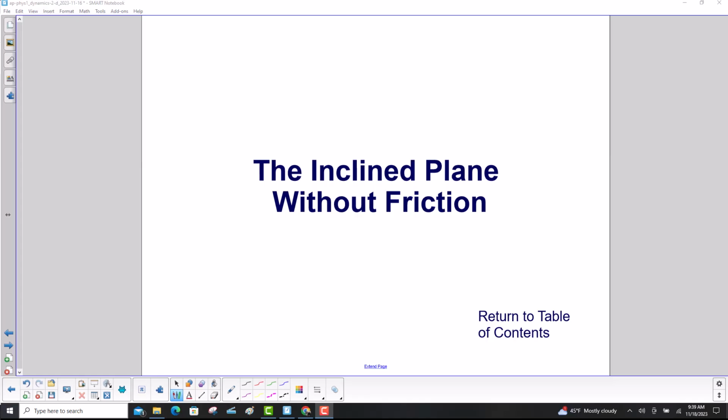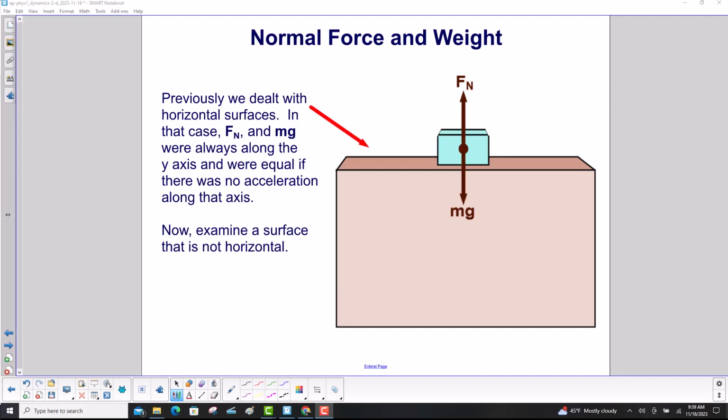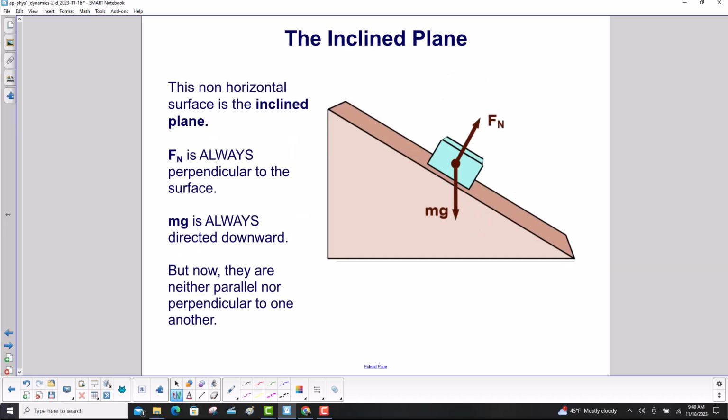The inclined plane without friction. Previously, we dealt with horizontal surfaces, like this right here. In that case, the normal and mg were always along the y-axis and were equal if there was no acceleration along that axis. Now, examine a surface that is not horizontal. This non-horizontal surface is the inclined plane.